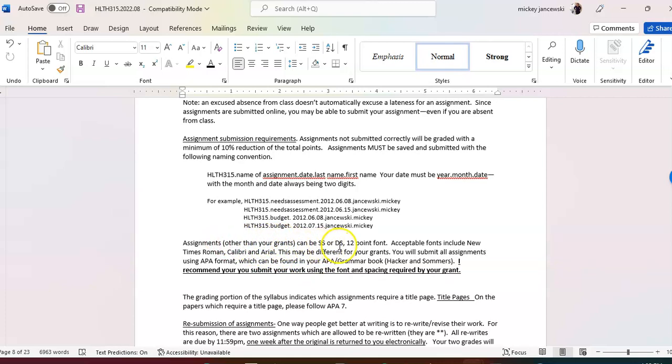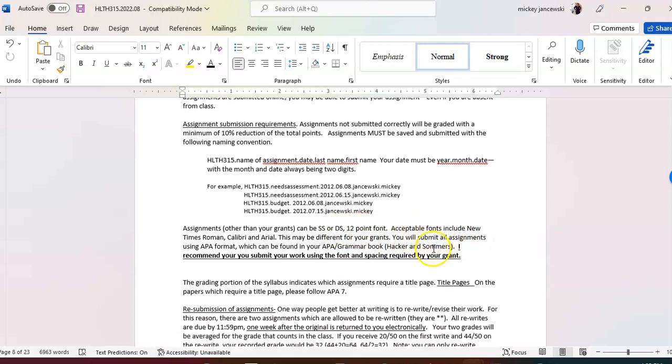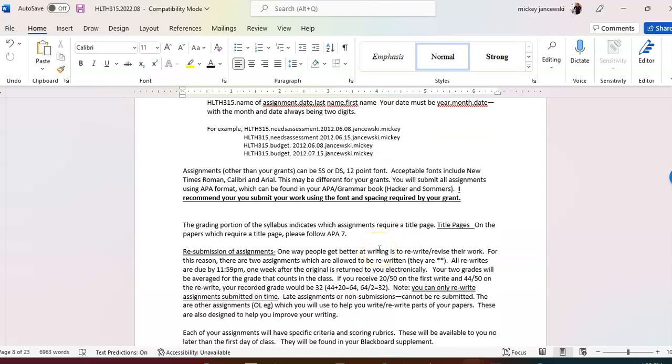other than your grants, can be single space or double space. Your final project, your grant, will follow whatever the grant says it has to be. My recommendation is that whatever you do all semester, do exactly what your grant says you should do. Acceptable fonts are listed. I really don't want to grade anything smaller than 11 point, and most of your grants will only take something as small as 12 point.